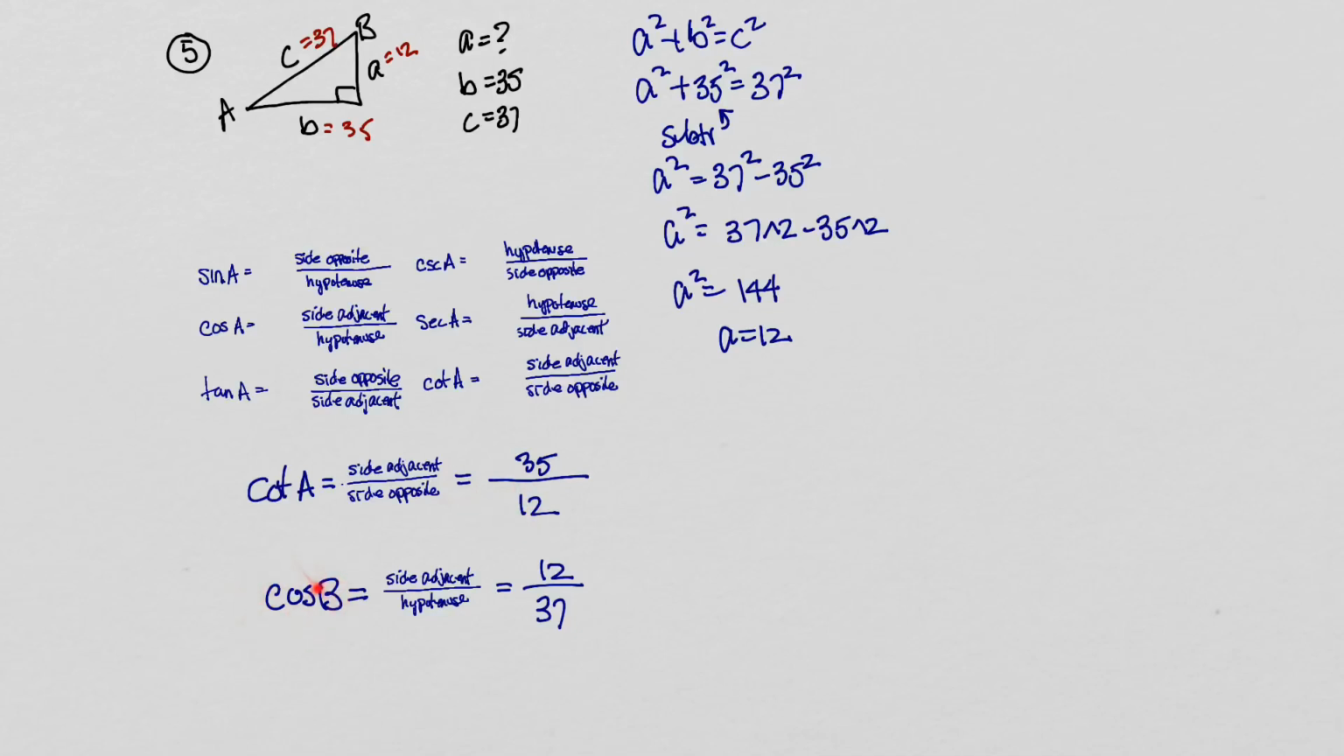And then for the cosine of B, locate yourself at B, just plant yourself at B here, and now look at the definition. The cosine of an angle is the side adjacent to the angle over the hypotenuse. So here we are at B. The side adjacent is the 12, and the hypotenuse is the 37. So the cosine is the side adjacent, which is 12, over the hypotenuse, 37.